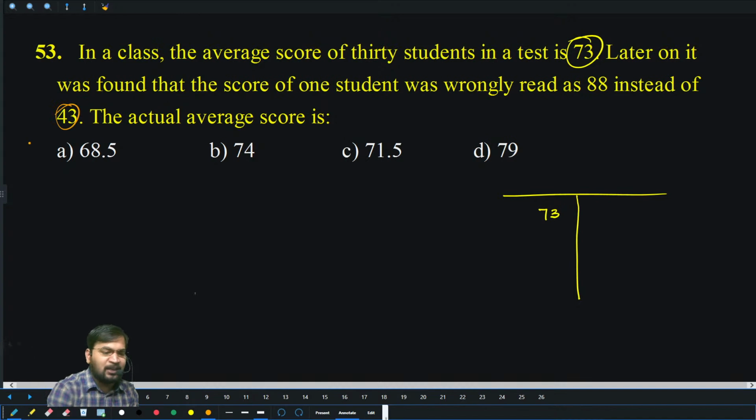Correct value you have to take positive. So correct value is 43. Wrong value is 88. Correct value plus, wrong value minus, divided by number of students. Number of students is 30. Difference is how much? 45. 43 minus 88 is minus 45. Minus 45 by 30 is minus 1.5.